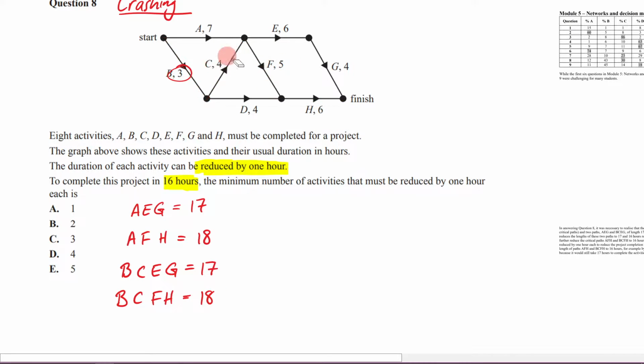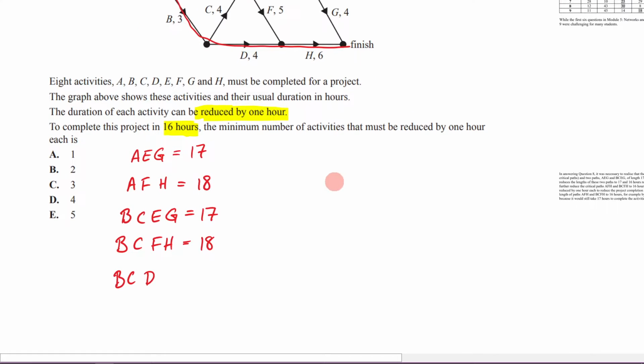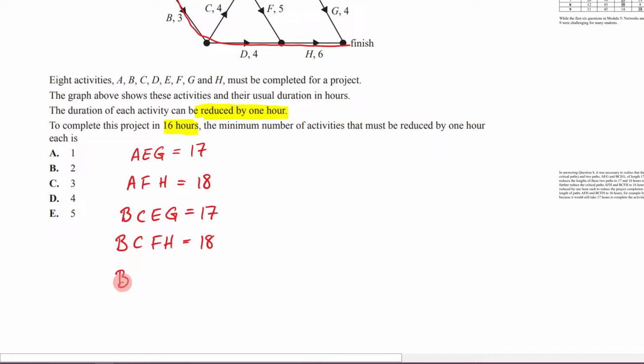And then the last thing I could do is I could go B, C, D, H. All right, B, C, D, sorry, I've got too many. B, D, H, my bad. B, D, H. All right, so that's going to be 3 plus 4 is 7, plus 6 is 13.